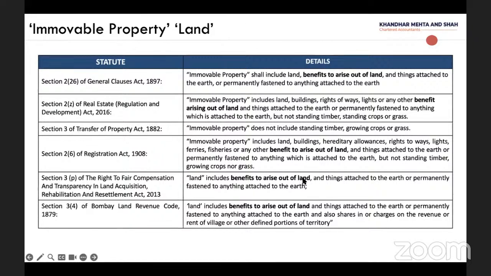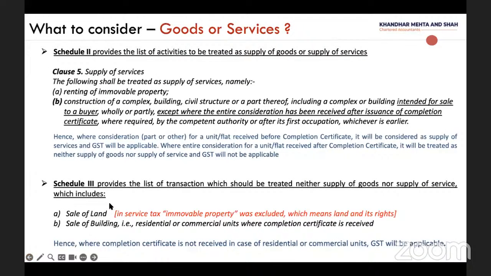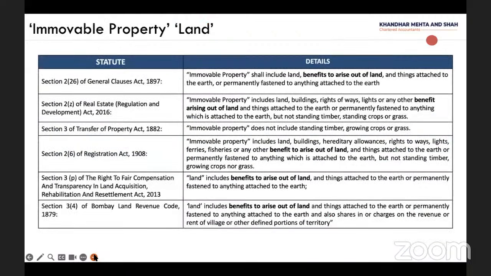That type of argument can be put forward. Even in the Bombay Land Revenue Code, land includes benefit arising out of land. So any benefit that is arising out of land can be included in land, and it can be said that, okay, the sale of land is there in Schedule 3, exclusion of the supply. So that exclusion we can apply to that particular benefit arising out of land also. We'll see.